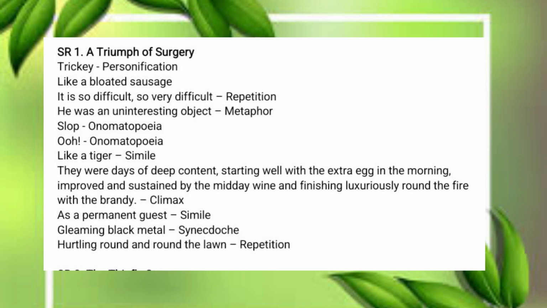Now then comes gleaming black metal, synecdoche. What is the meaning of synecdoche? It's a figure of speech in which a part is made to represent the whole or vice versa. Example, you can take it as in England lost by 6 wickets, meaning the English cricket team. Now here gleaming black metal, this is also synecdoche.